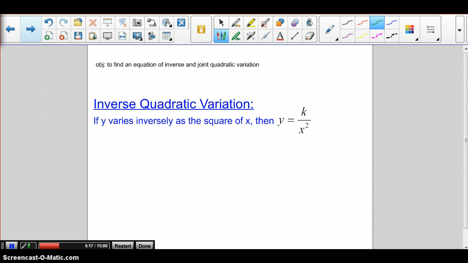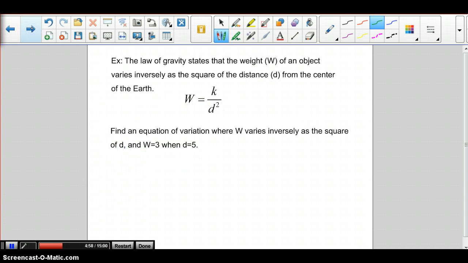Okay, now we just did direct quadratic variation. Now we're going to look at what's called inverse quadratic variation. Okay, so look here. It says, if y varies inversely as the square of x, then y equals k over x squared. Okay, so before we had y equals k times x squared, and that was direct quadratic variation. Now, instead of multiplying our k by x squared, we're dividing it by x squared, and that is our inverse. Okay, we're going to do some more sample problems with this.